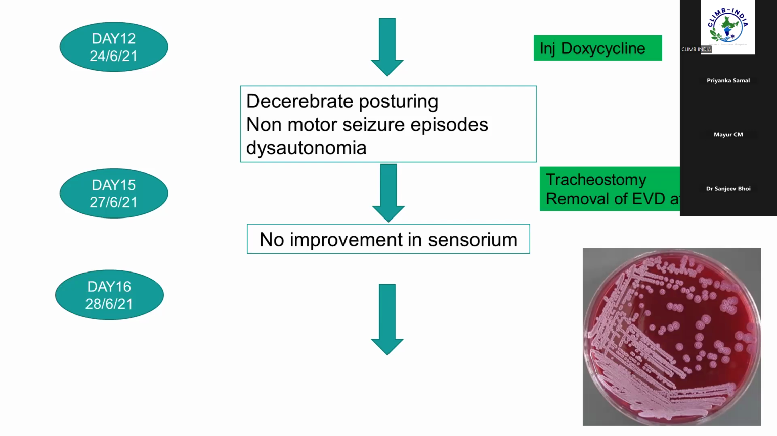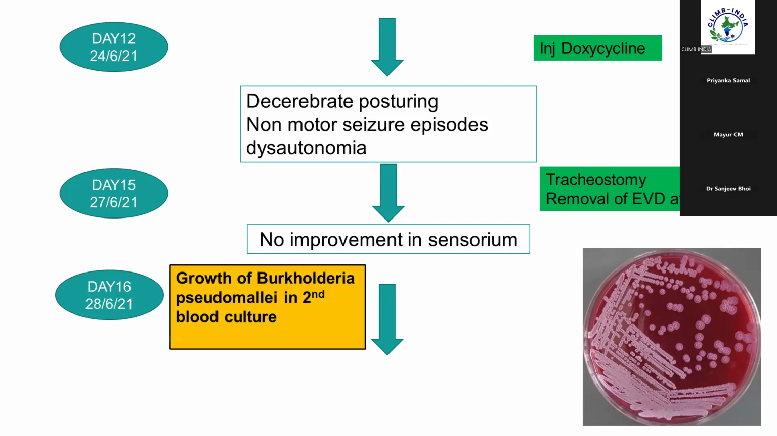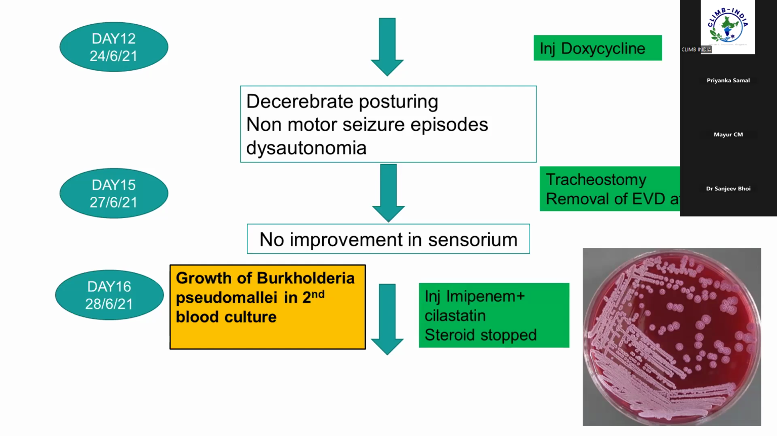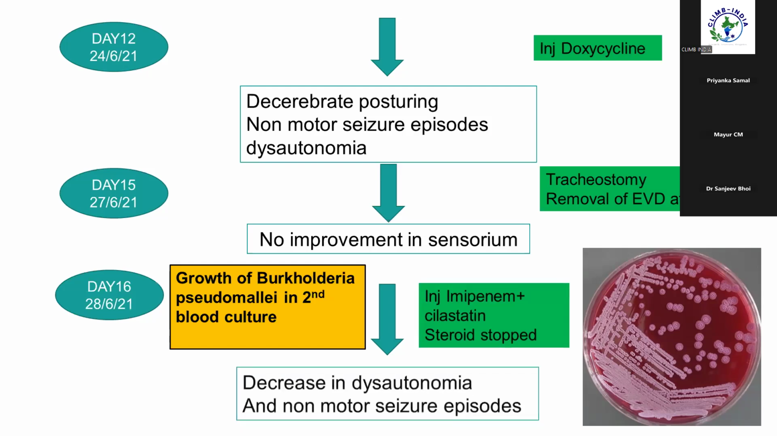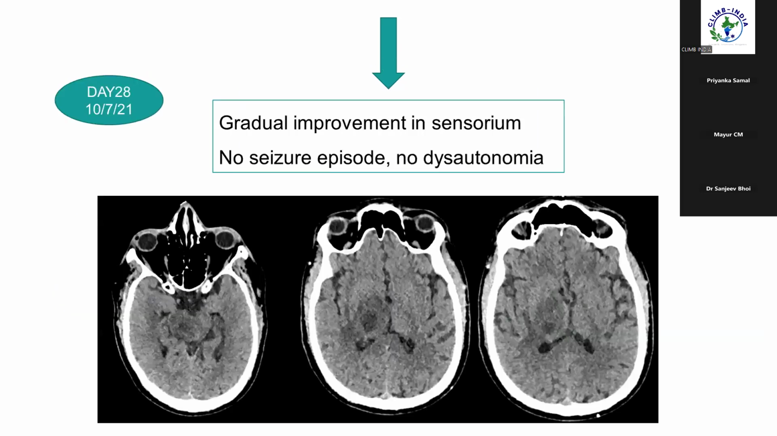On day 16, the second blood culture showed growth of Burkholderia pseudomallei. Following this, the patient was started on imipenem and cilastatin, and steroid was stopped. At that time we were not aware of the infection much. Once we got the culture positive, we reviewed the literature and started him on the treatment. Once the treatment was started, the patient had a decrease in dysautonomia and non-motor seizure episodes. Thereafter, about 2 weeks later, the patient had a gradual improvement in the sensorium.